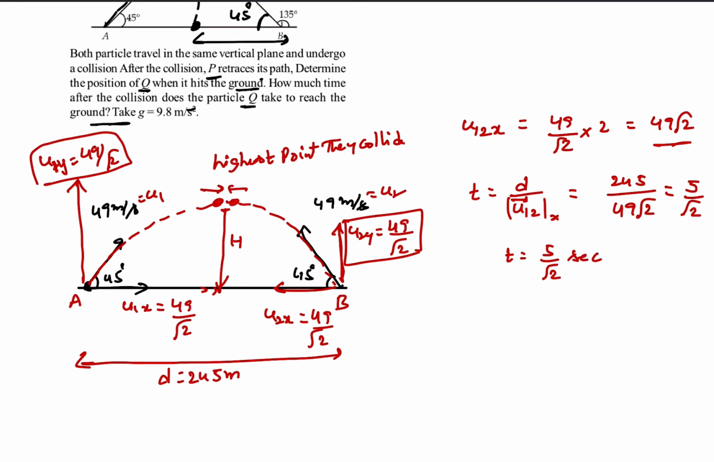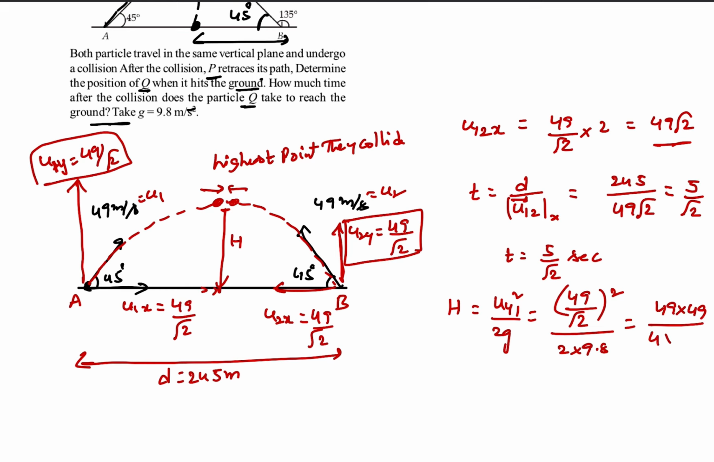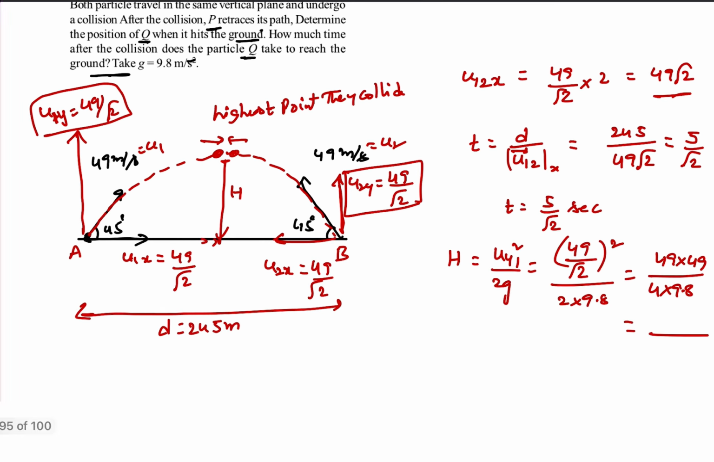If they collide at the highest point, you can calculate the maximum height. What is the maximum height formula? H is equal to uy square divided by 2g. u1y square or u2y square, anything. 49 divided by root 2 whole square divided by 2 into 9.8. If you write that, 49 into 49 divided by 4 into 9.8 meters, we'll get some H value.